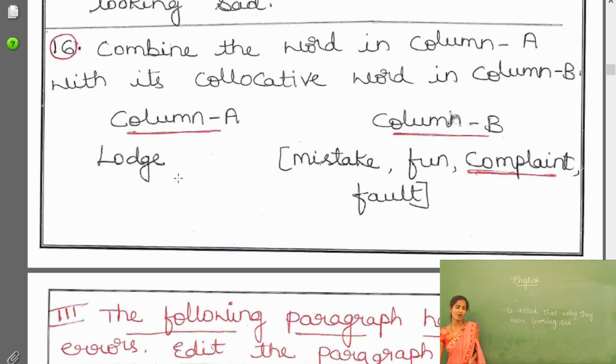And the 16th question is collocation. Collocation, you know, you have to collocate the word given in column A with the word in column B. There, lodge will collocate with complaint. We used to say lodge a complaint. Freedom struggle, freedom movement, curly hair, railway station, lunch break, lunch box, table manners, table spoon. These are some examples of collocations.